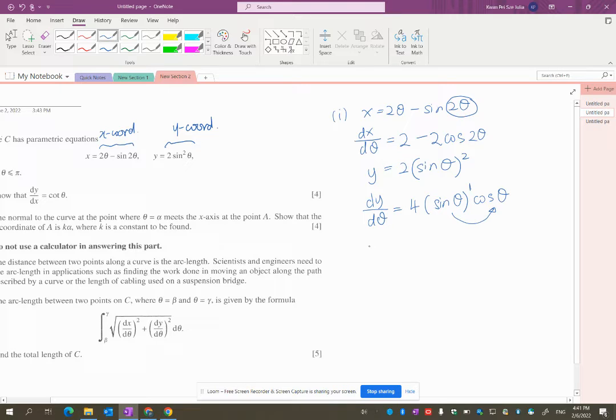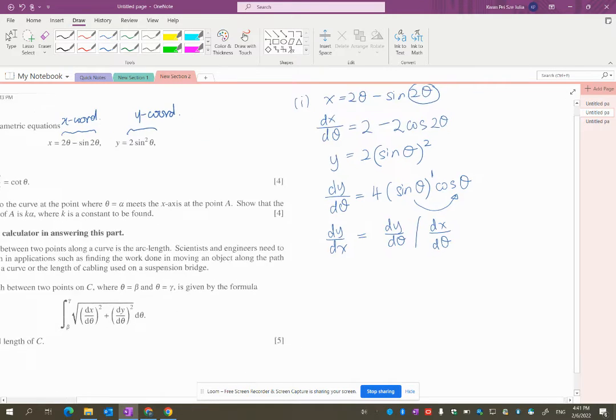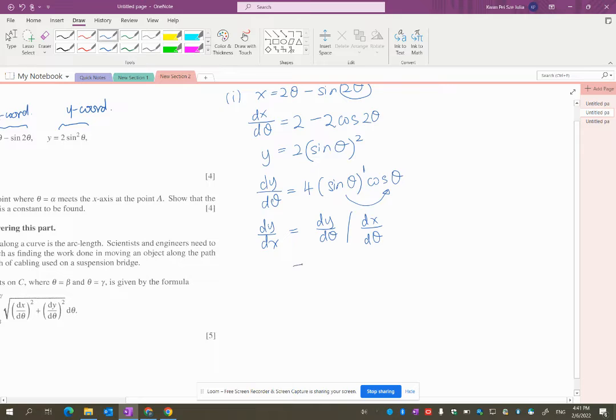So now we are ready to find dy/dx. So dy/dx is dy/d theta over dx/d theta. So you write down this formula first. So we have 4 sine theta cos theta over 2 minus 2 cos 2 theta.